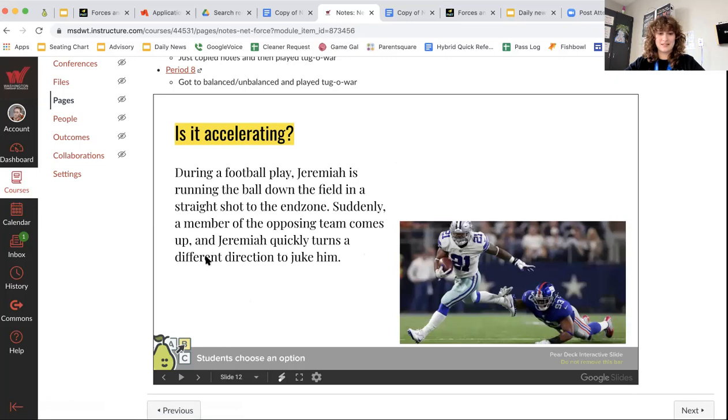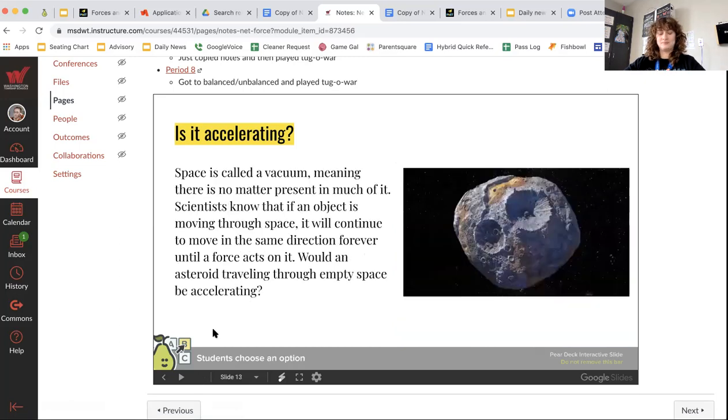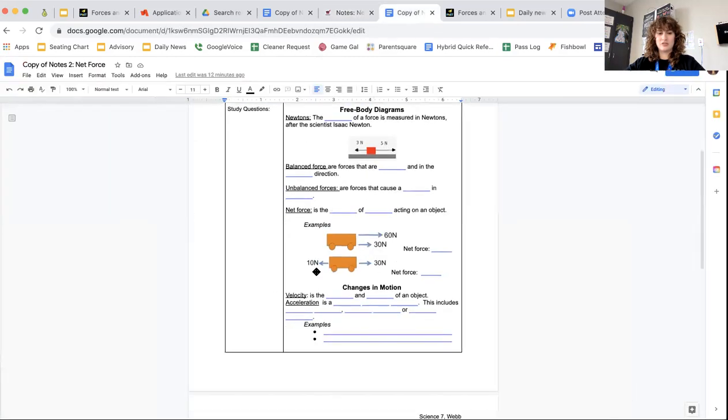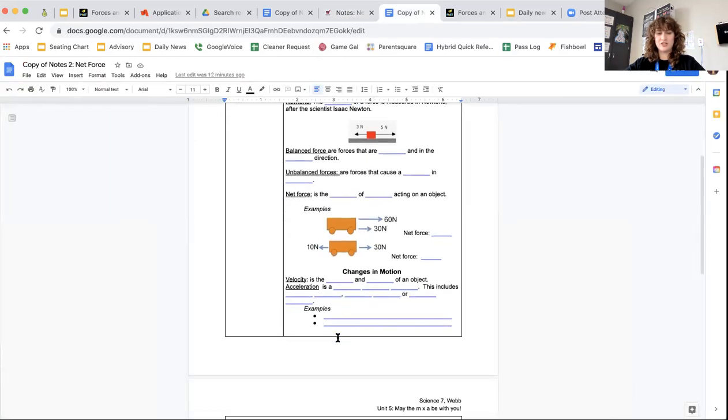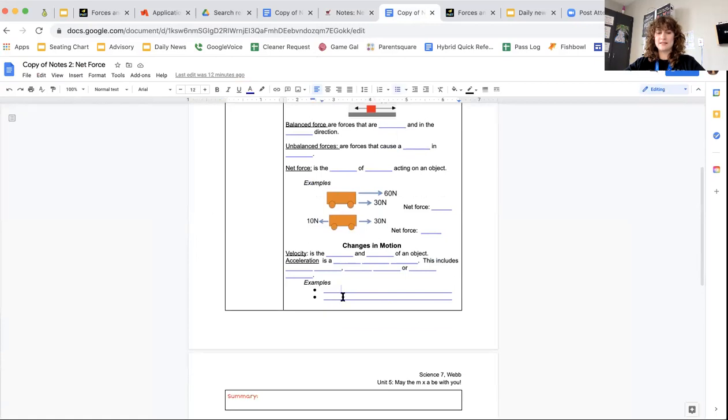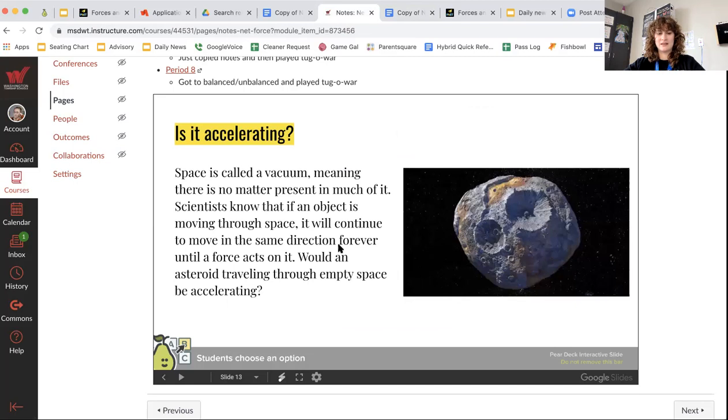What about this? The answer to this one is also yes, because Jeremiah quickly turns a different direction. That's acceleration. What about this one? The answer for this one is no, because the asteroid traveling through empty space has nothing to speed it up, slow it down, or change directions. All right, that's it for the slideshow. Make sure that you copied in your blanks for velocity and acceleration, and use 2 of those examples that were yes for acceleration at the end of the slideshow to help you with your examples. That's it for this module.